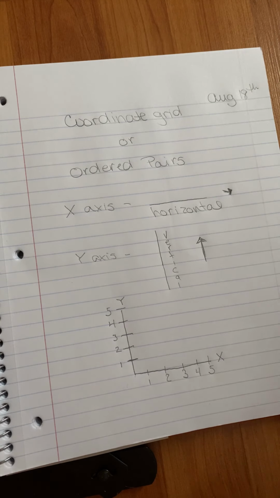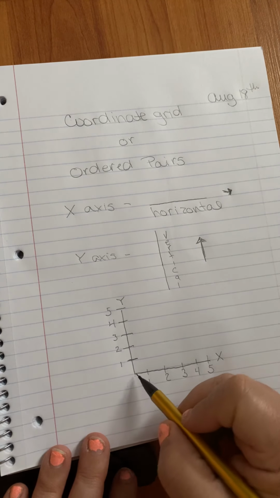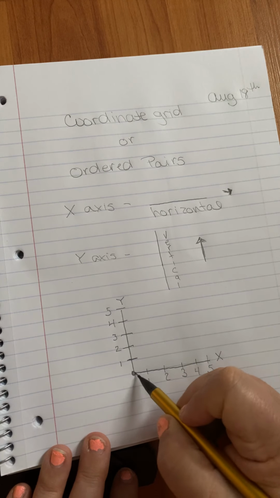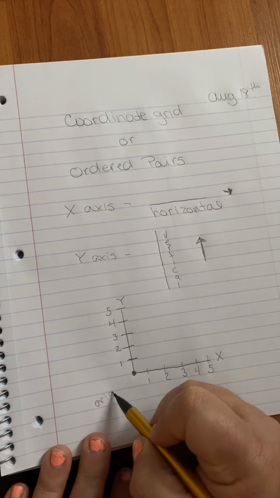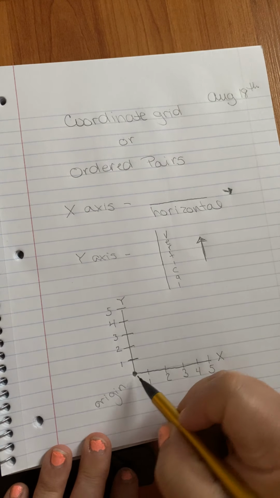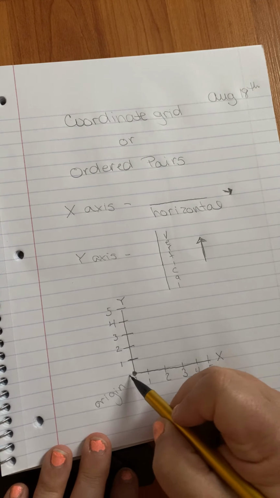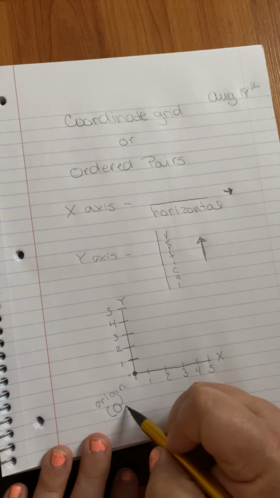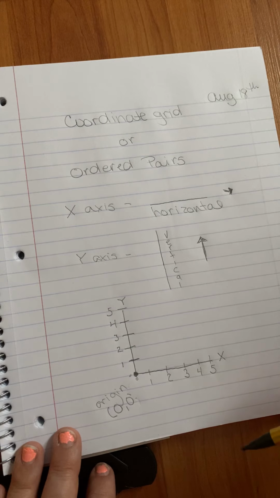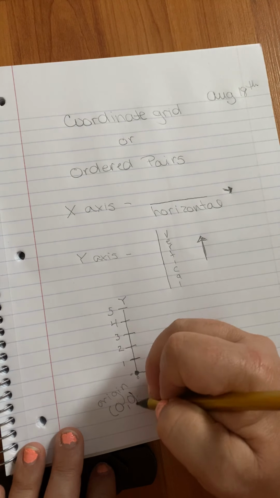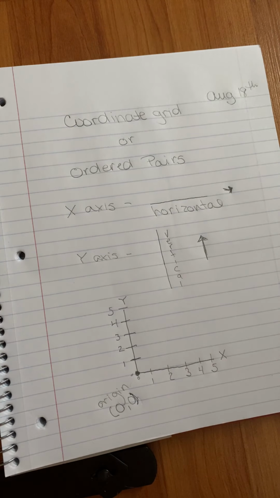Most of the ones we're going to be drawing are within a 10 by 10. This one just happens to be a 5 by 5. Now this point right here where they meet, this is your origin point. And right here, this is at 0, 0. So we write it 0, 0, and that is our parentheses.